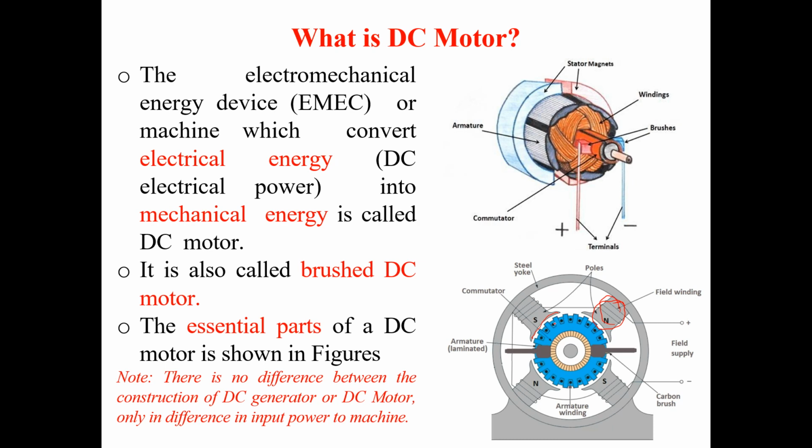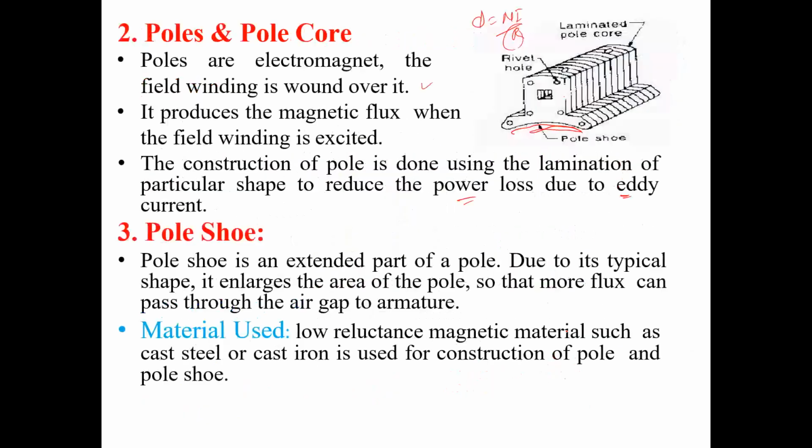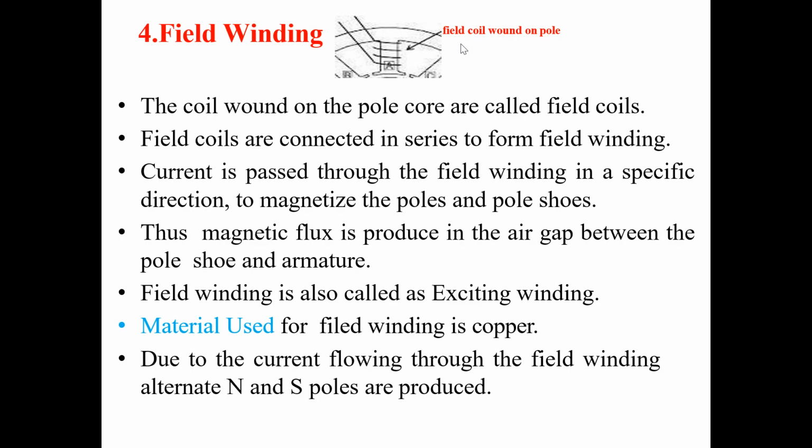Air gap is nothing but the gap between stator and rotor, the physical gap between stator and rotor. Then the material used: low reluctance material such as cast steel or cast iron is used for construction of the pole shoe. Why? Again the same fundamental: low reluctance, high flux flow ability.